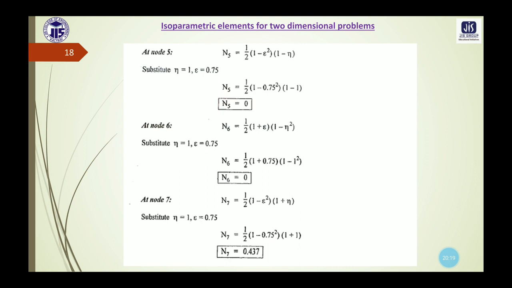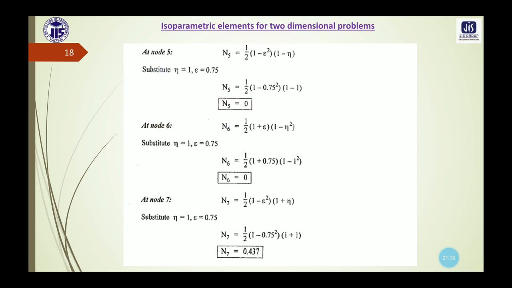In case of N5, the shape function corresponding to node 5, N5 equals half into 1 minus epsilon square into 1 minus eta. Now the value of epsilon is 0.75 and the value of eta is 1. So we are getting half into 1 minus 0.75 square into 1 minus 1, which is 0. So the final value of N5 is 0. Next, corresponding to node 6, the formula of the shape function is half into 1 plus epsilon into 1 minus eta square. Here the value of eta is 1 and the value of epsilon is 0.75, so finally we are getting the value of N6 as 0.